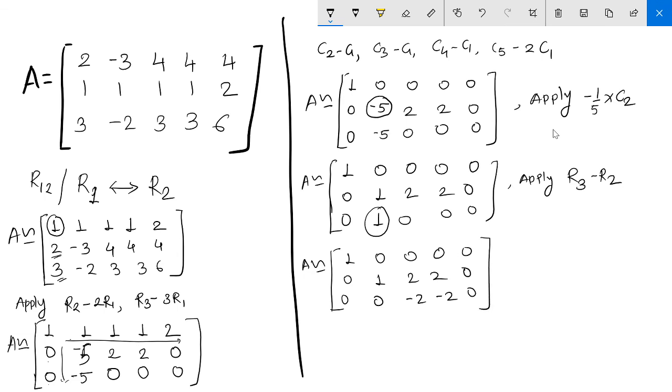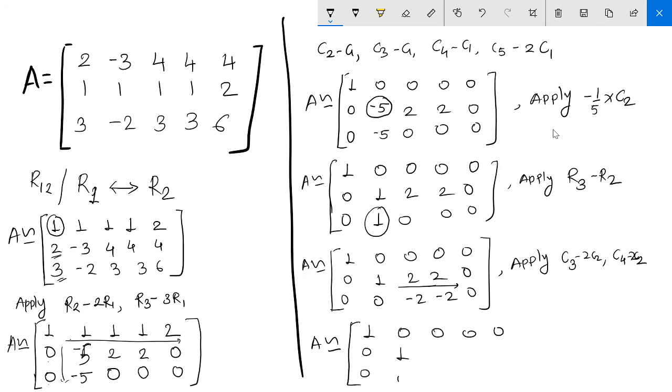Now after this, we will reduce the second row to 0 by using column operations. So apply C3 minus 2C2, C4 minus 2C2. That converts A into 1 0 0 0 0, 0 1 0 0 0. Now with C3 minus 2C2, only this entry will be 0, this entry will be 0, and everything else remains as it is.